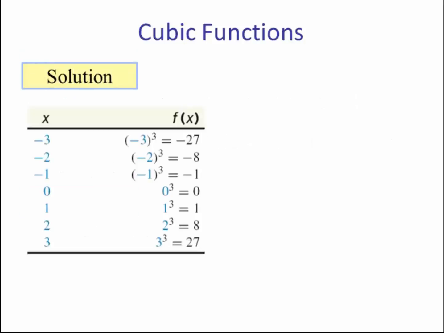We first want to make a table of values. It's a good idea to pick some negative numbers, 0, and some positive numbers. Negative 3 cubed is negative 3 times negative 3 times negative 3, which is negative 27. Negative 2 cubed is negative 8. Negative 1 cubed is negative 1. 0 cubed is 0, and so on and so forth.